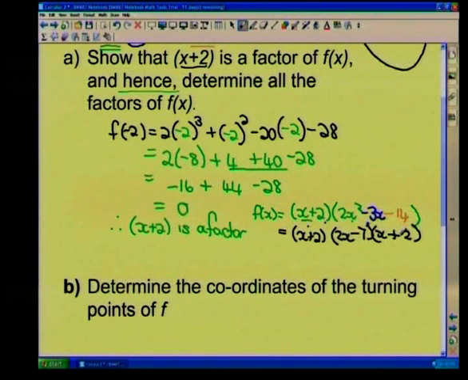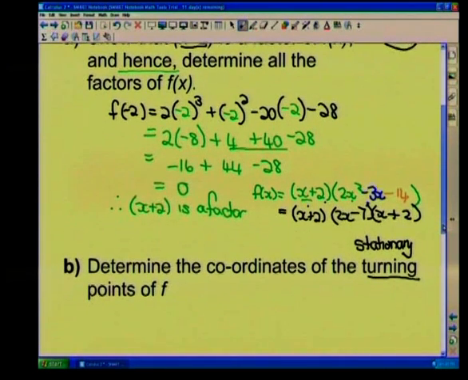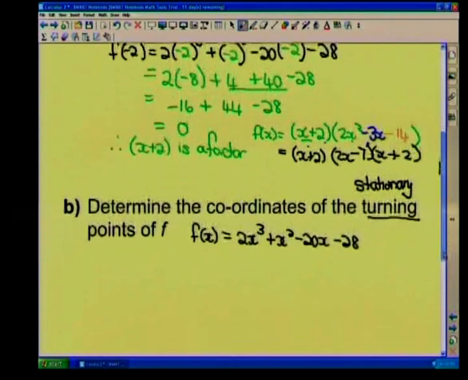Now, it says determine the coordinates of the turning point. Remember, I warned you about that. They might have rather used the word stationary points. As I say, I left it when I found it. I didn't worry about it too much. So what we know is that f of x is equal to 2x cubed plus x squared minus 20x minus 28. For a stationary point or a turning point, what do we do?